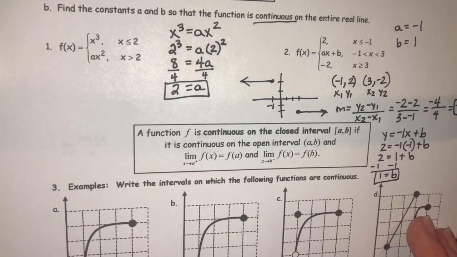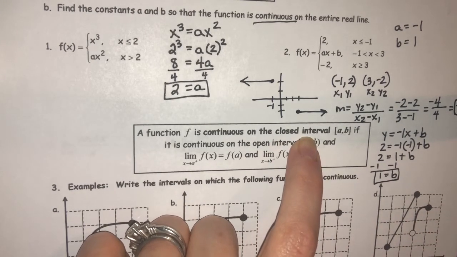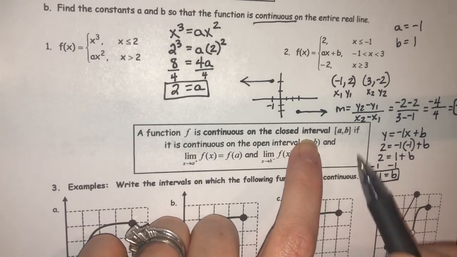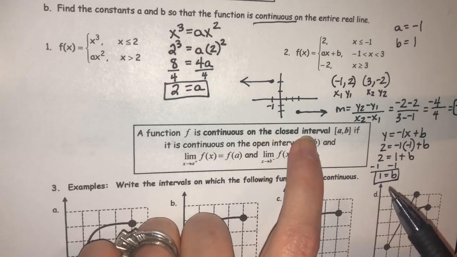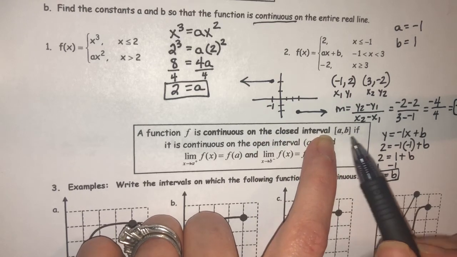In the box, it says a function is continuous on the closed interval. So before we were talking about functions being continuous on an open interval, where it had parentheses. Here we have functions being continuous on a closed interval with brackets. That means including the endpoints.